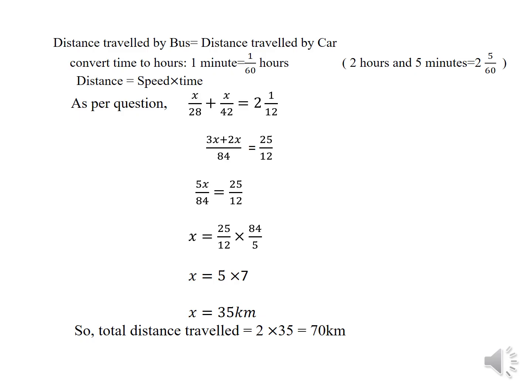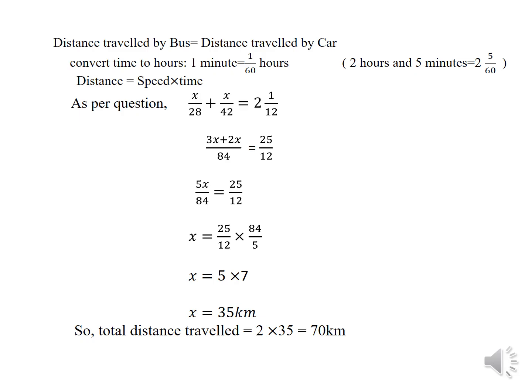So 2x by 84 is equal to, this is a mixed fraction, converted into an improper fraction: 12 into 2, 24, 24 plus 1, 25 by 12. After simplifying this equation, 3x plus 2x means 5x by 84 is equal to 25 by 12. In order to calculate the x value, we need to send 5 by 84 to the right side. Then it becomes 25 by 12 into 84 by 5. Cancellation in the 5 table, 5 ones, 5 fives. And cancelling in the 12 table, 12 ones, 12 sevens, 84.